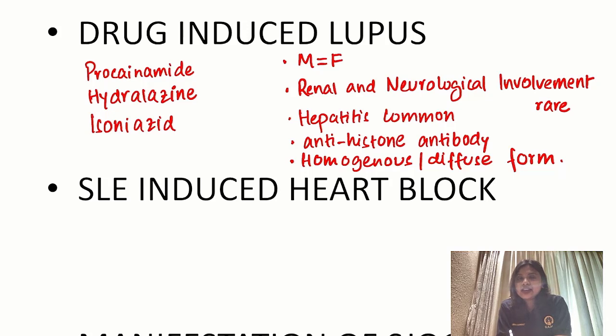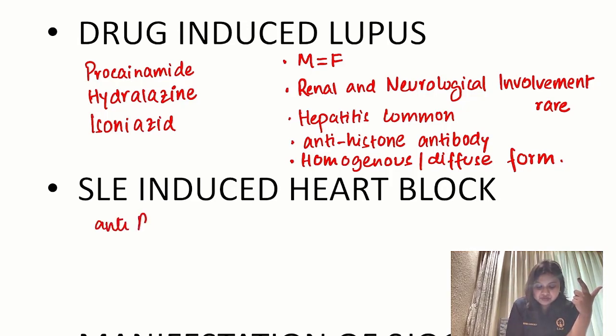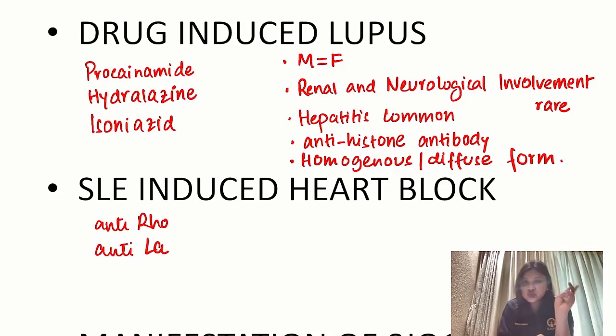Next is SLE-induced heart blocks. So if the mother has SLE, what heart disease can the child get? The child can get congenital heart blocks. So there are two questions. Which antibodies can be positive? Remember, anti-Rho, anti-La. So anti-Rho, anti-La is the first question.